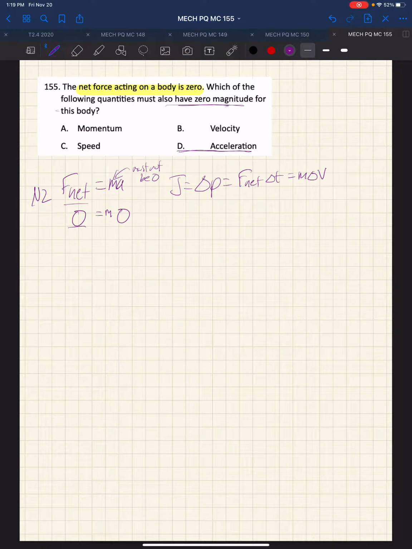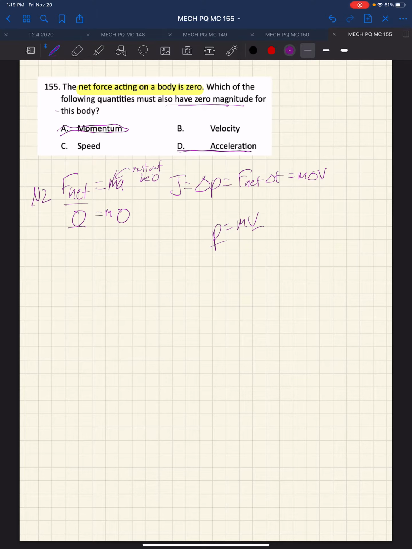The momentum. If the net force is 0, what that means is there's no acceleration, but it could have a velocity. And if it has a velocity, then it has momentum. So the momentum does not have to be 0, because an object that's moving at constant speed would have 0 acceleration and a 0 net force. So A is out.